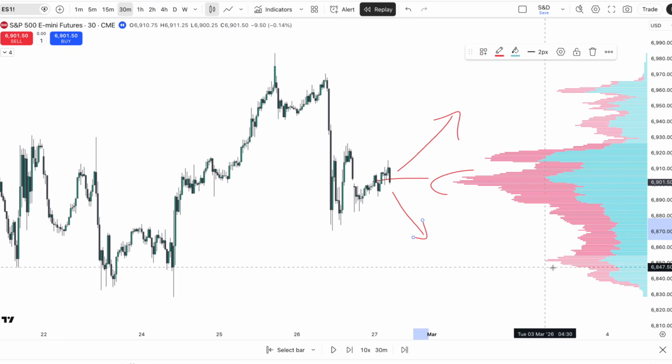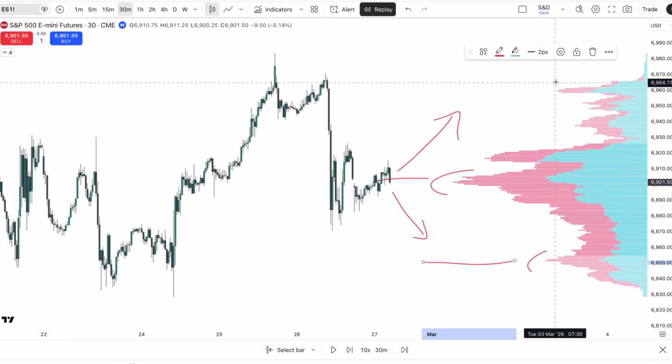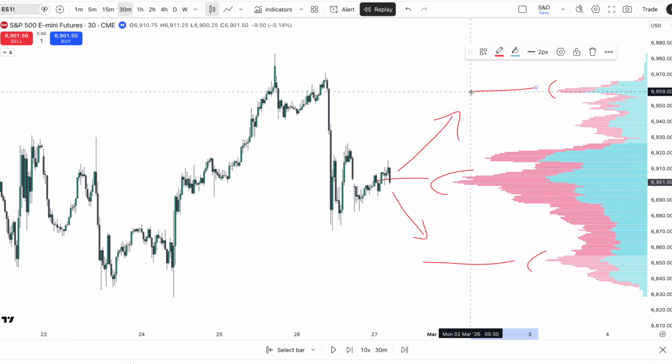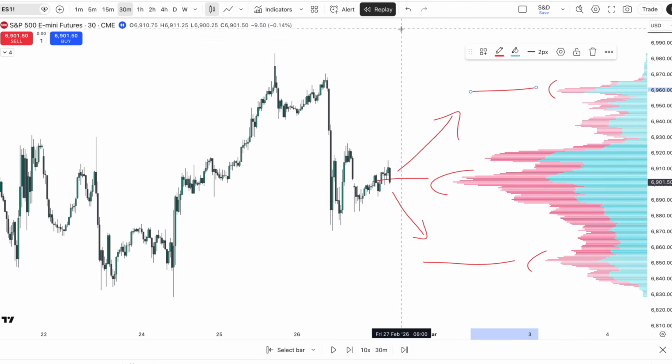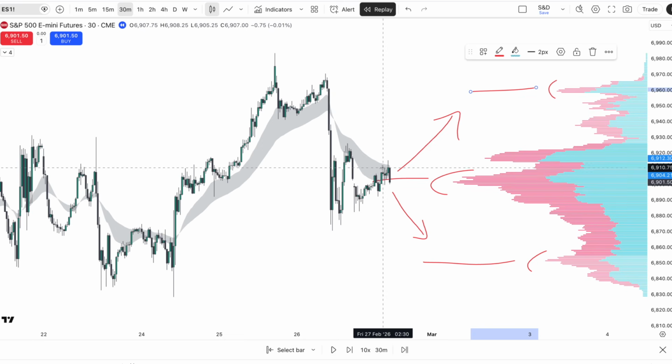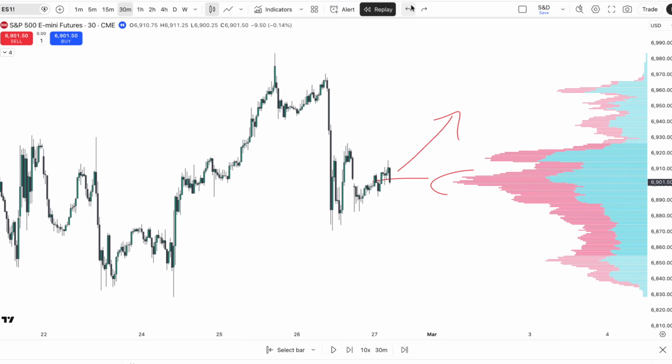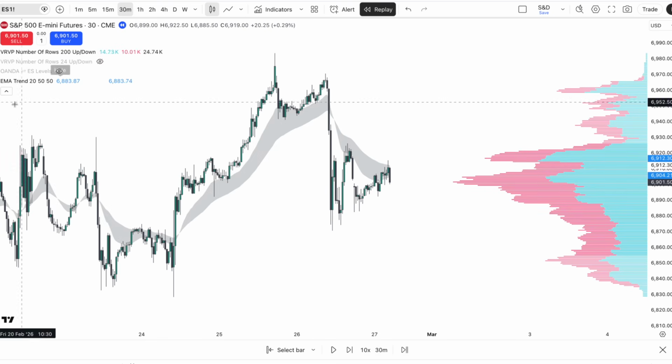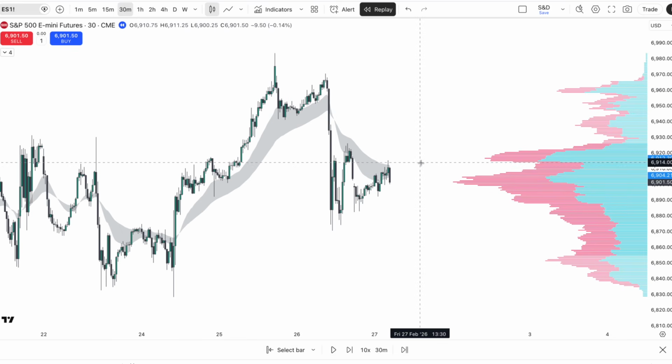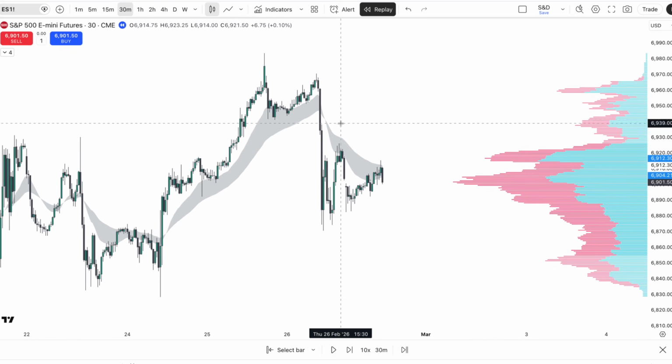Then your only job is to figure out which high volume node it moves to next, either the one above or the one below. And for that, we can use a tool called the cloud, which will read the trend in an instant and give us our bias. So if we look at that on our chart, we see that the cloud is sloping down. Now think about it. We have a prominent high volume node to the downside and a prominent high volume node to the upside. You don't know exactly where the price is going to move or reverse, but you can get a pretty good idea using this.